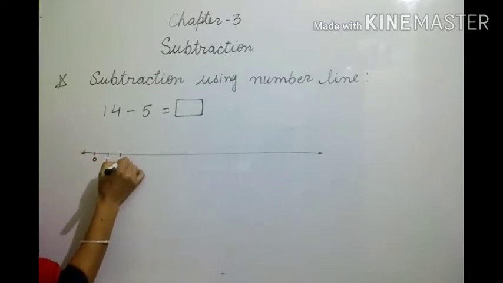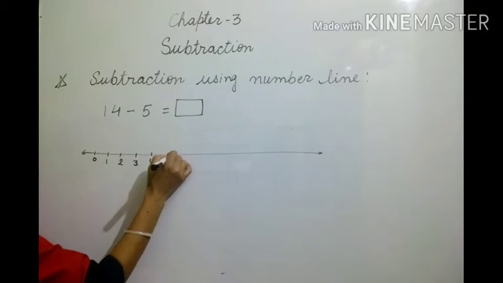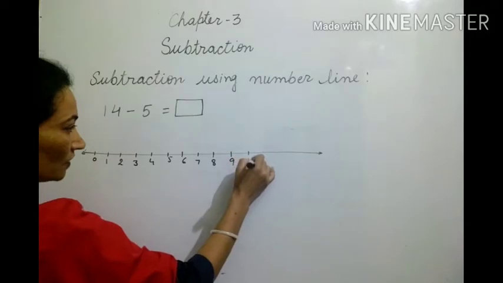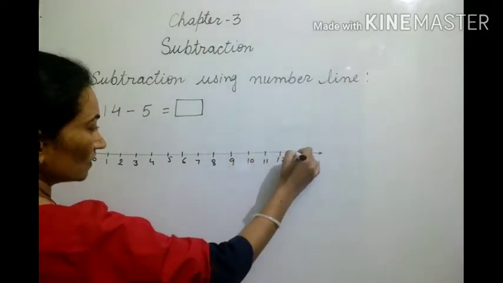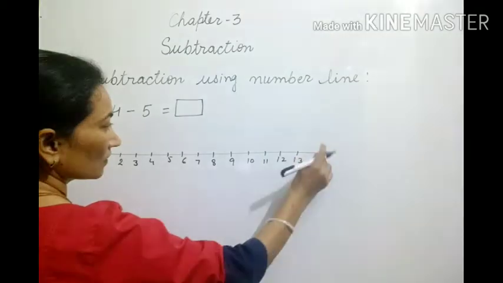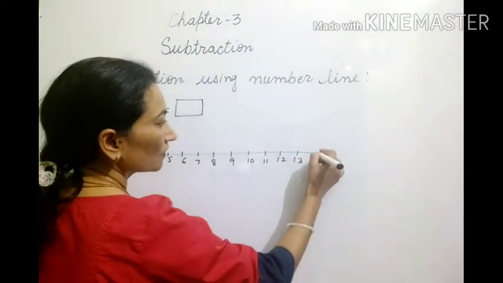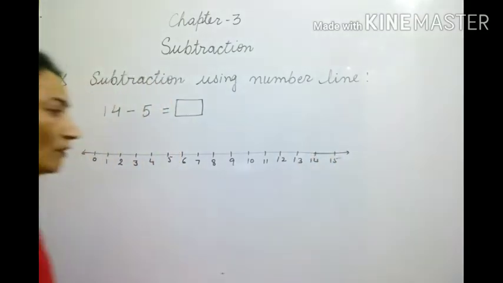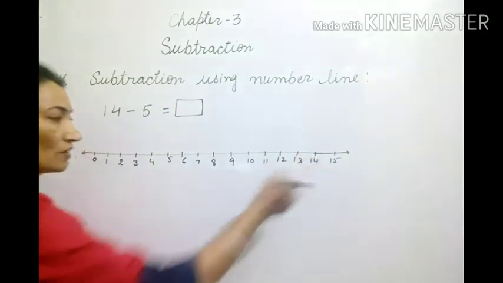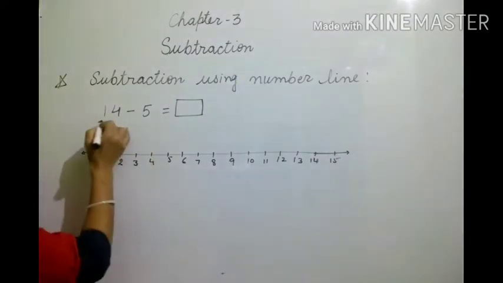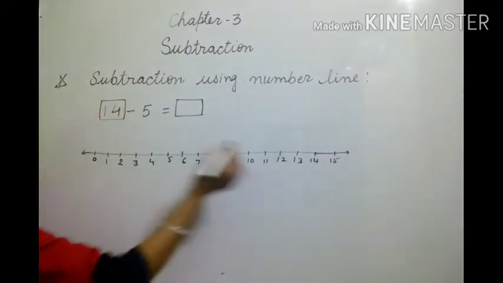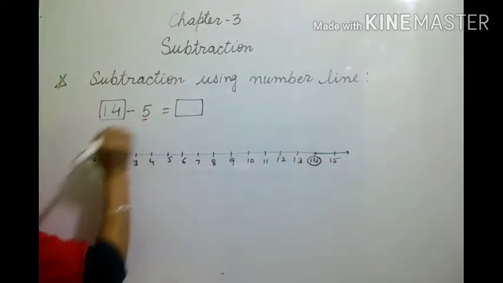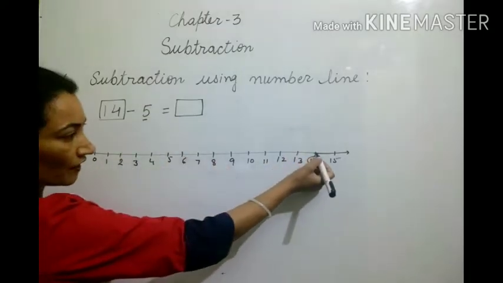1, 2, 3, 4, 5, 6, 7, 8, 9, 10, 11, 12, 13, 14, 15. Up to 15 we take the numbers on the number line. Now see, 14 is given, so find 14 on the number line, and from 14 come 5 steps back.